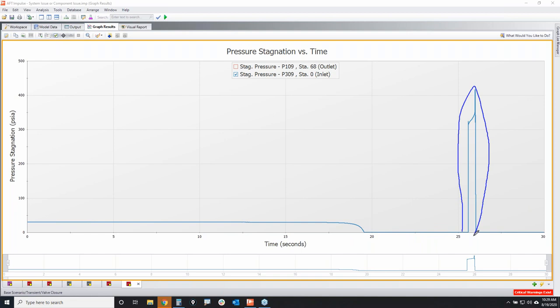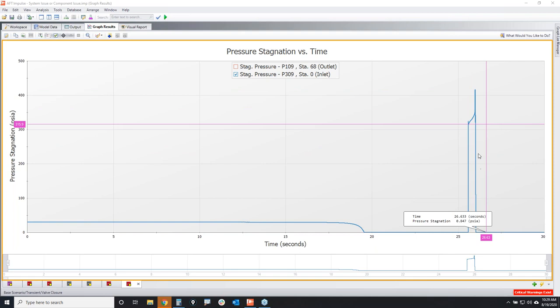Wow, that is really big. It gets up to over 400 PSIA. That's a really large spike. That's going to cause high pressure spikes in the downstream part of the system, because once this pressure spikes up, it's going to propagate down to the rest of the system.